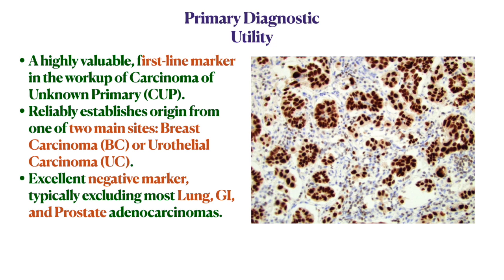So where do we use it? The primary diagnostic utility of Gata3 comes in as a very useful marker when we are dealing with carcinoma of unknown primary, like markers such as synapsin and TTF which are used for lung. You can use Gata3 as a primary or first line marker for your breast malignancies and urothelial malignancies. It is commonly used as a key differentiating factor in differentiating breast and urothelial malignancies from other malignancies which are Gata negative, such as lung, gastrointestinal system and your prostatic adenocarcinomas.